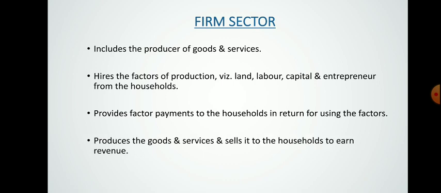Now, this firm sector, they are producers. They produce goods and services and sell them to the households. Why are they selling to the households? Because until and unless the firm or the production unit sells their product to the consumer, they will not get any money. So, for return, for some income, they are selling their product, that is goods and services, to the consumers.